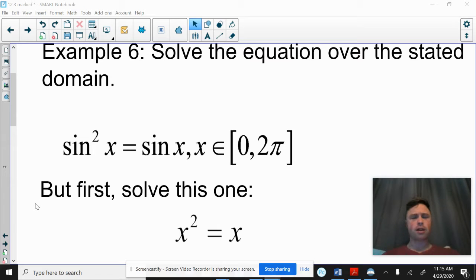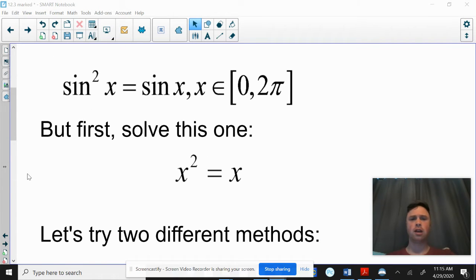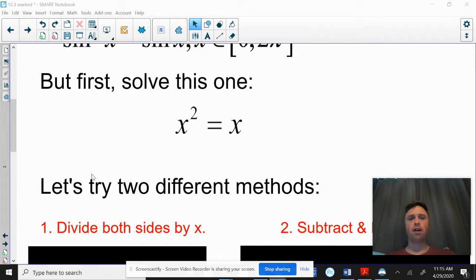You might be able to solve that just mentally in your head, but let's go through the steps anyway and see what can result if we're not careful. So we're going to solve this in two different ways. The first way is I'm just going to divide both sides of this equation by x, and the other way I'm just going to move everything over to one side and try to factor it. So let's take a look and see what happens.